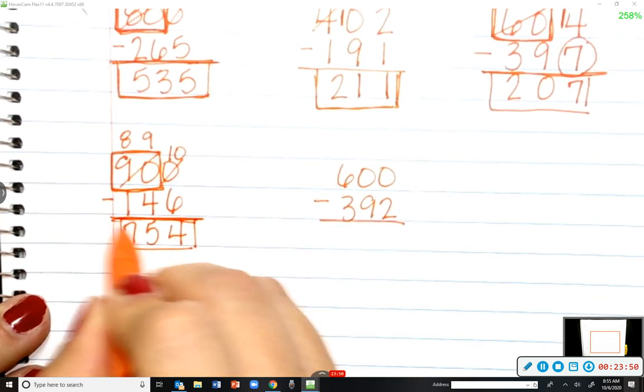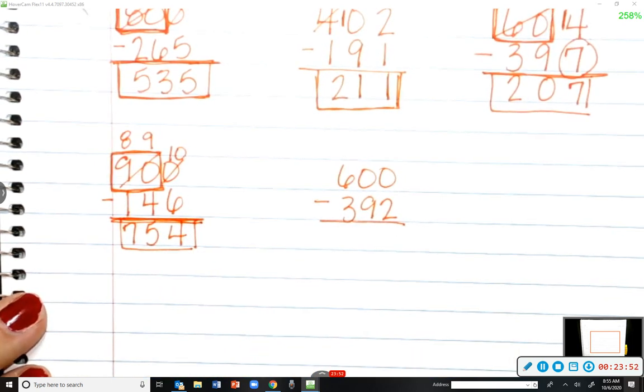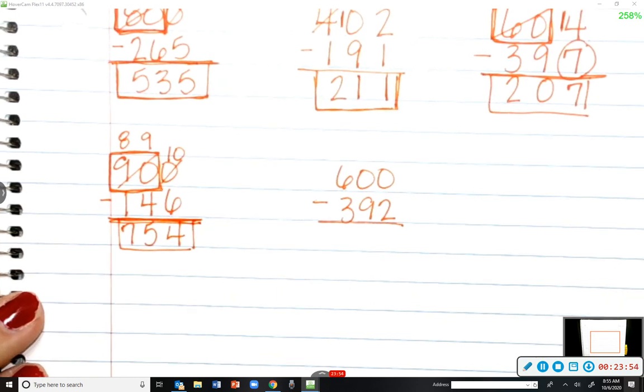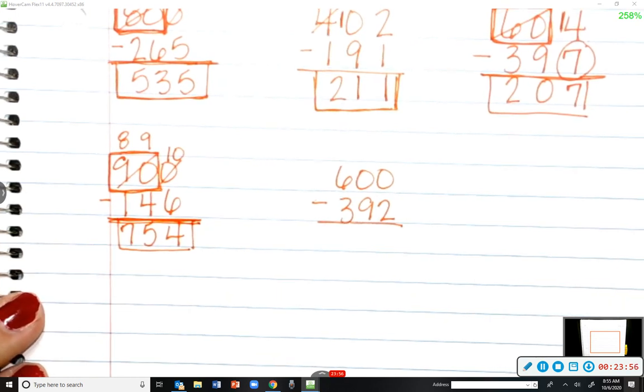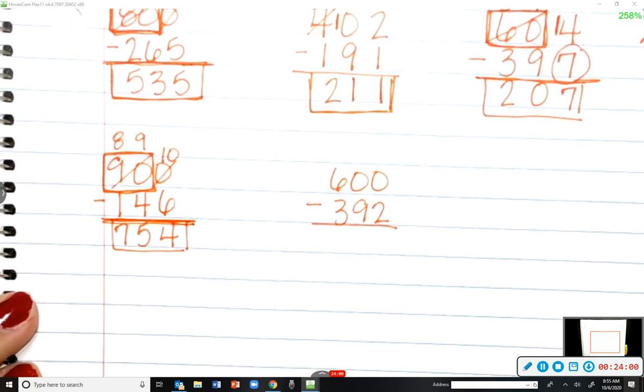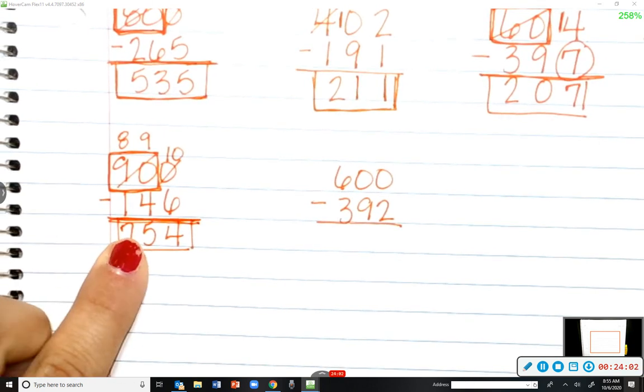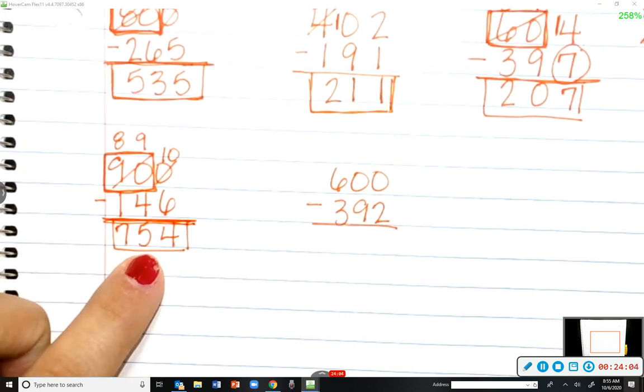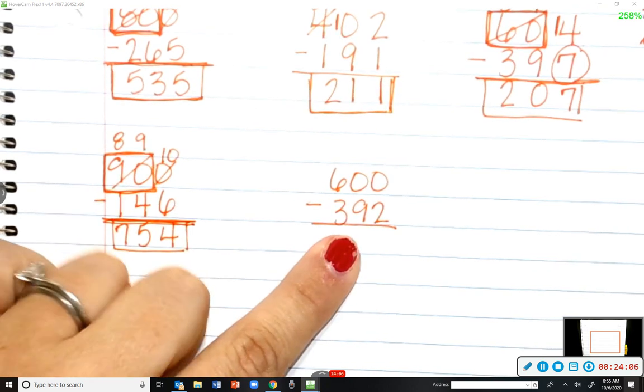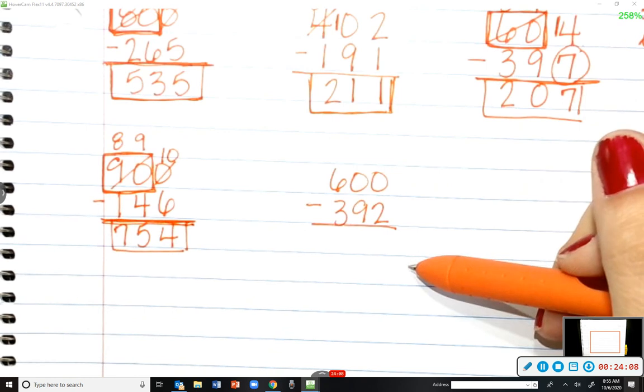Second to the last one. 754. But I didn't put the 0, I left it blank. That's not right. Oh, now we're going to this one. The very last one. 600 minus 392.